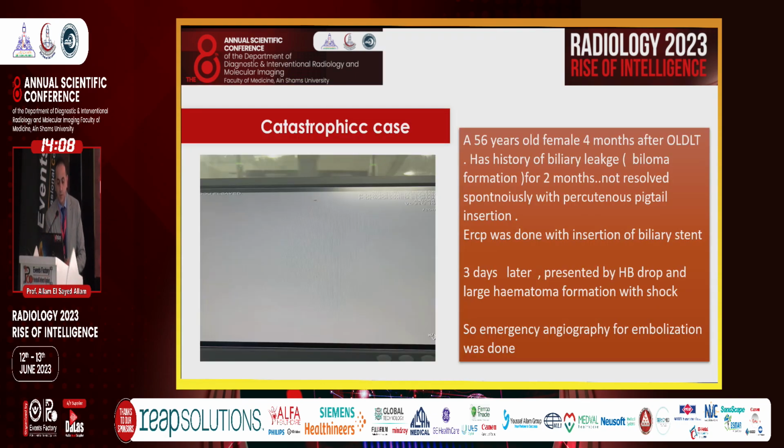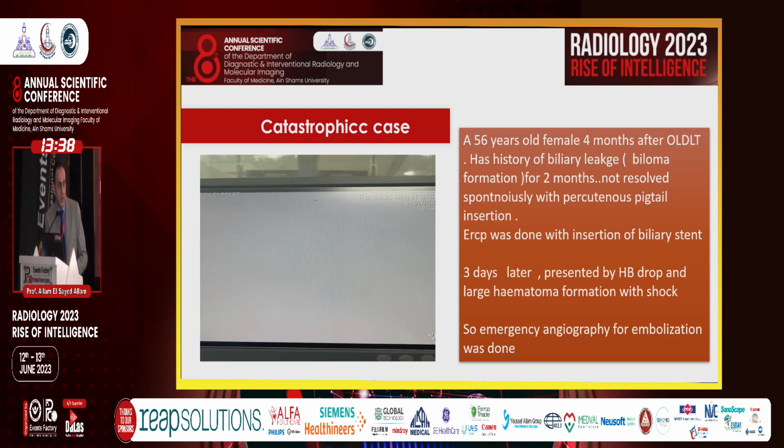This is a case of a 56-year-old female patient who had a biloma after liver transplantation. A drain was inserted, and unfortunately the biloma didn't resolve by itself. So ERCP was done, with stenting. A couple of days after the ERCP, the patient had a hypovolemic shock and a hemoglobin drop. We don't know why that happened.